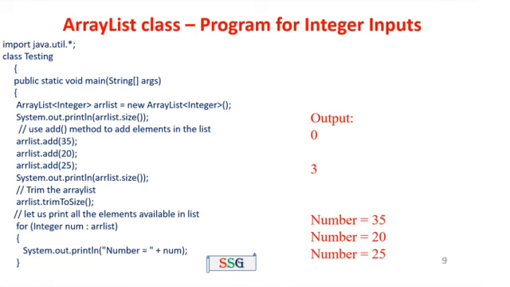So the next one, trim the array list. Trimming the array list means one method is available in the ArrayList, trimToSize.